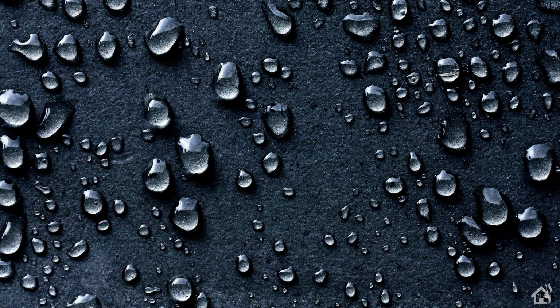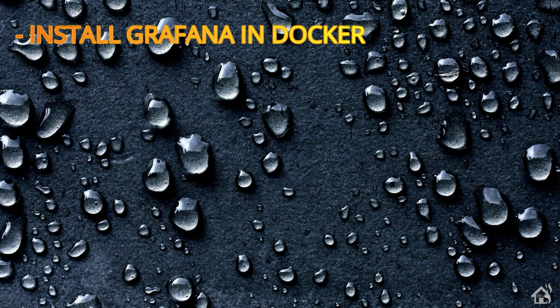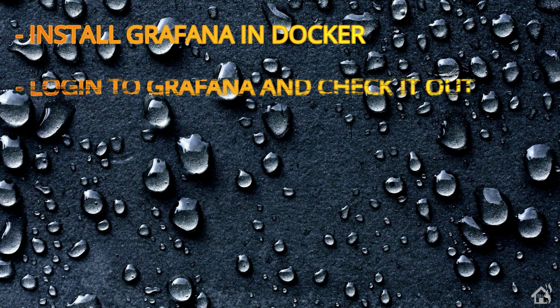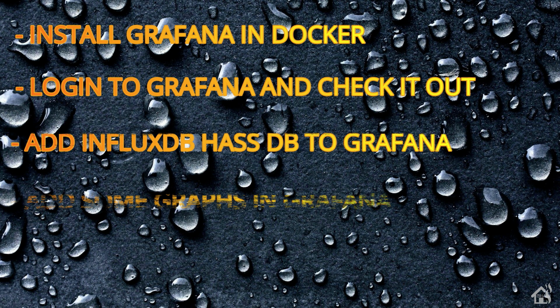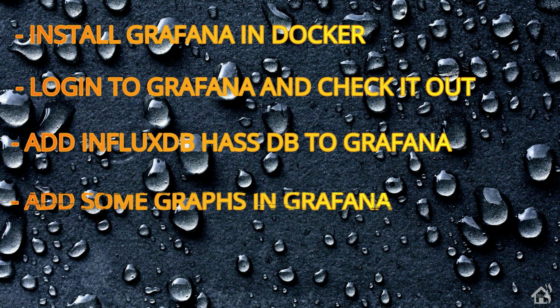Let's do a quick run through of everything we covered in this video. So again, for starters, we installed Grafana and Docker. Once we did that, we logged into Grafana and just kind of checked it out a little bit, showed you what that looks like. Once we did that, we went ahead and added our Home Assistant database in InfluxDB into Grafana. And lastly, we just added some graphs into Grafana just to kind of give you an idea and some examples of how that works. That's the end of the video, guys.